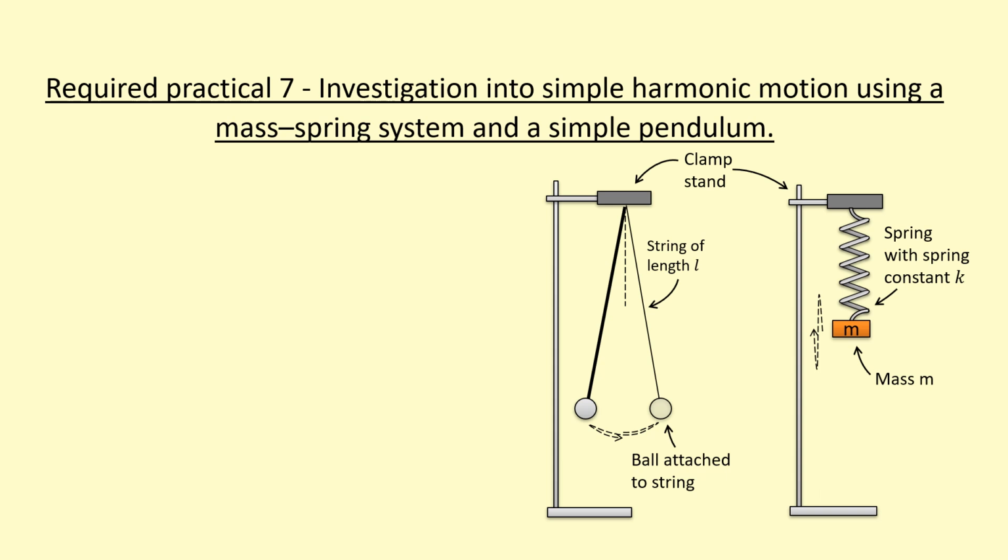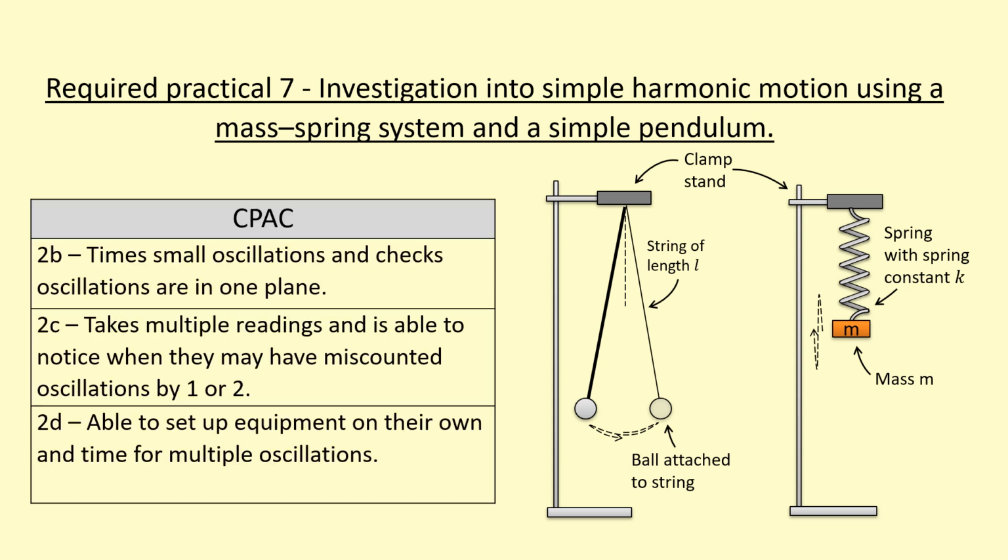In this video, I'm going to go through required practical 7, which involves the simple motion of a simple pendulum and a mass spring system like the one shown in the diagram. In my class, you'll be tested on the following CPACs. 2B, that you can time small oscillations and check they're all in one plane, that you take multiple readings and you're doing them correctly, and that you can set up the equipment yourself.